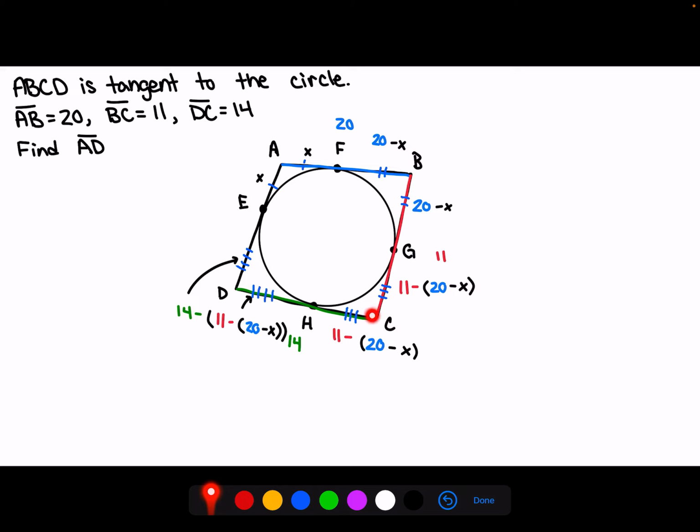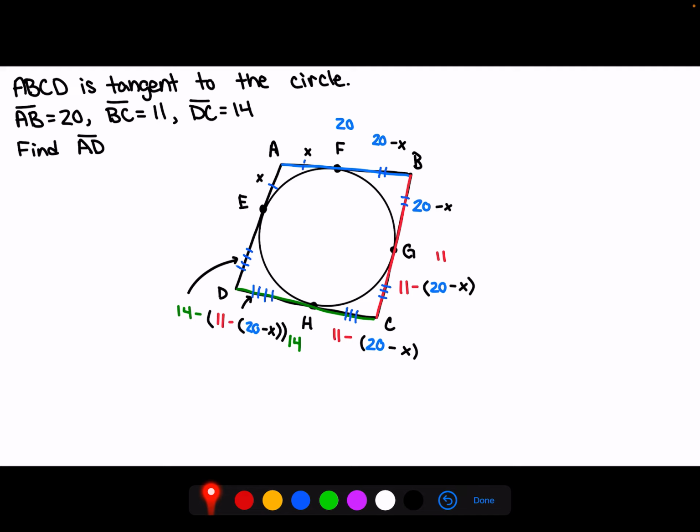Lastly, DC is 14 in length. HC is 11 minus (20 minus X). Therefore, if I subtract that HC from DC, I'll have DH. So I'll do the full thing, 14 minus (11 minus (20 minus X)). That will give me both DH and DE. Now I can find segment AD. AD will be equal to X plus 14 minus (11 minus (20 minus X)).